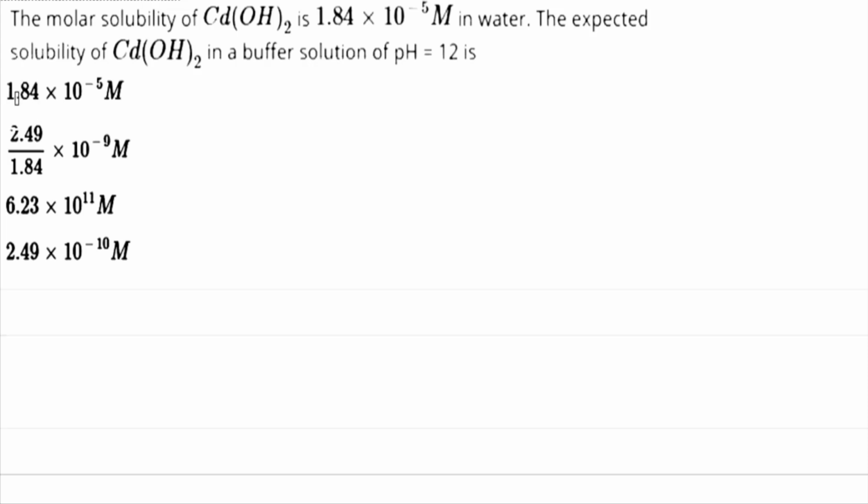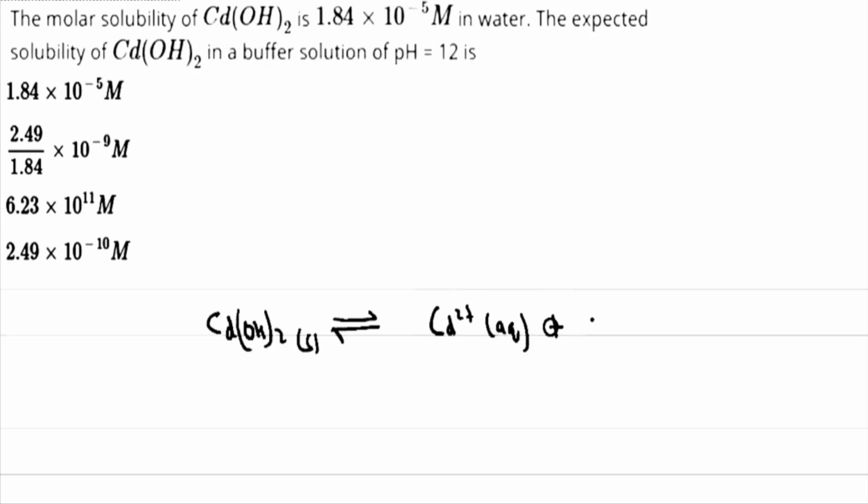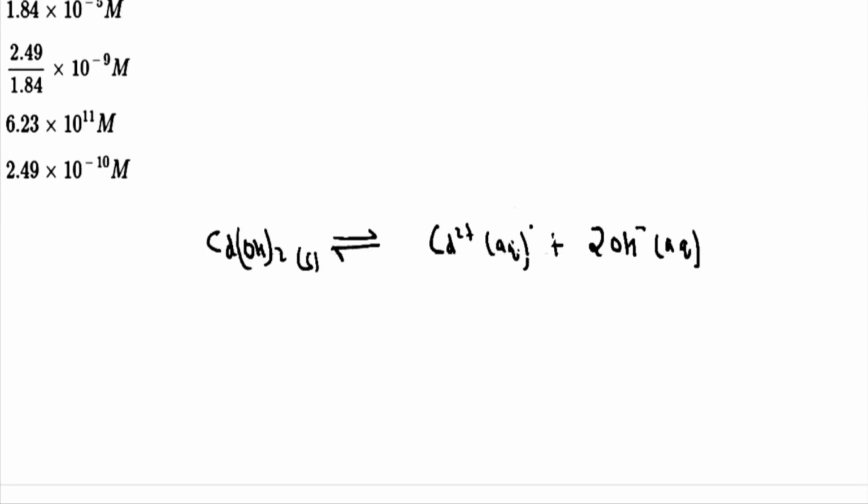We have 4 options given: first, second, third and fourth. So let's start solving this question. First of all, Cd(OH)2 is a solid, and this remains in equilibrium with Cd2+ aqueous plus 2 OH- aqueous.